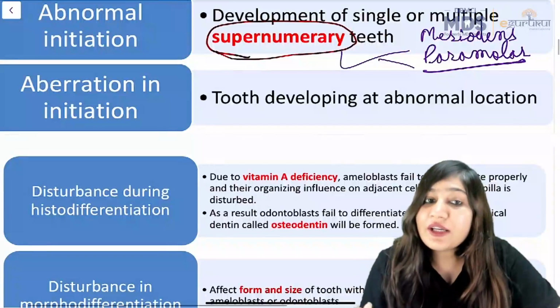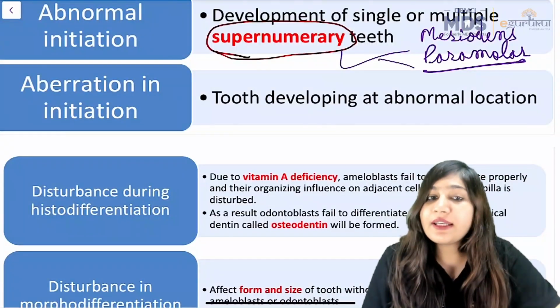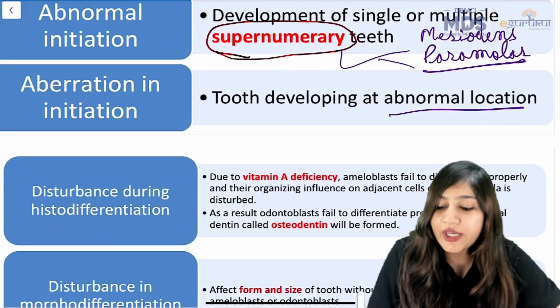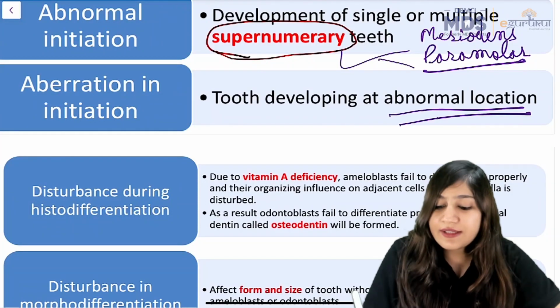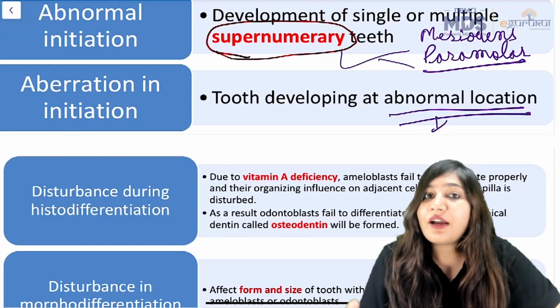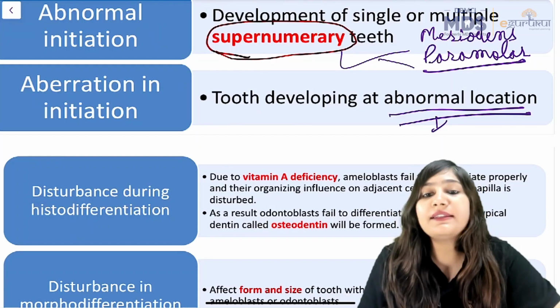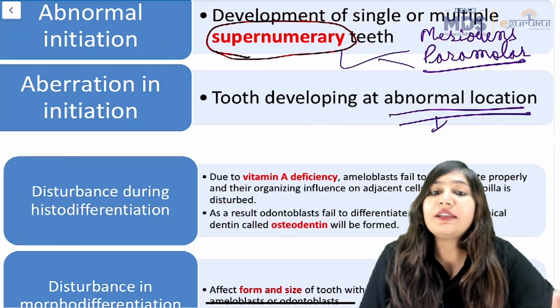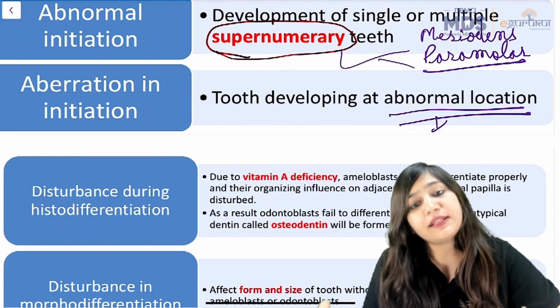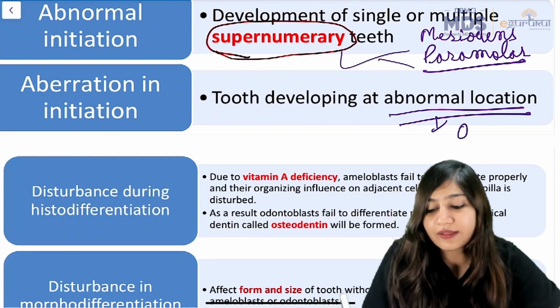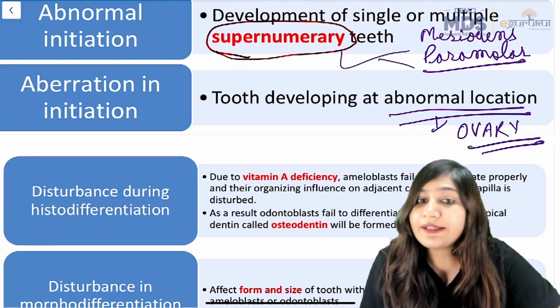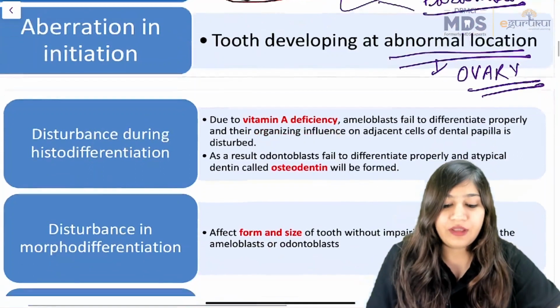Now coming to aberration in initiation. It results in tooth developing in abnormal location. In abnormal location means away from the oral cavity. It doesn't develop in the oral cavity. It develops in some other location such as ovary. For example, it can develop in ovary.